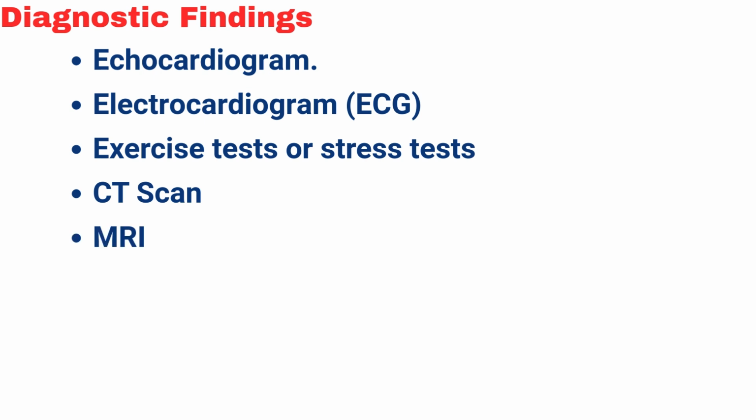Next test is MRI scan. A cardiac MRI uses magnetic fields and radio waves to create detailed images of the heart. This test can show the size of the aorta. It may be used to learn how severe the aortic valve stenosis is.